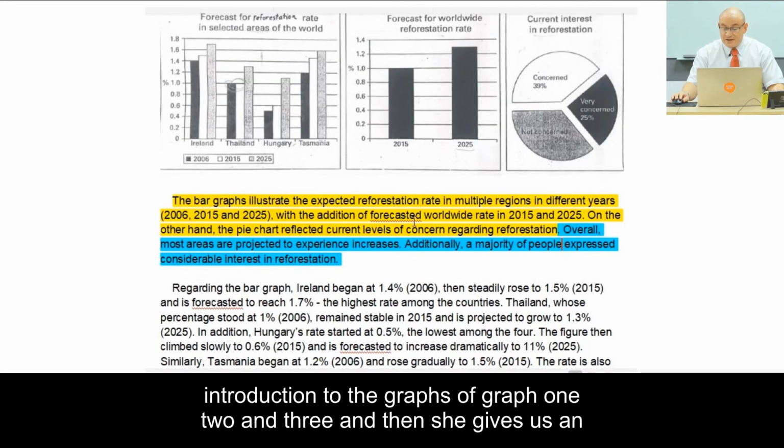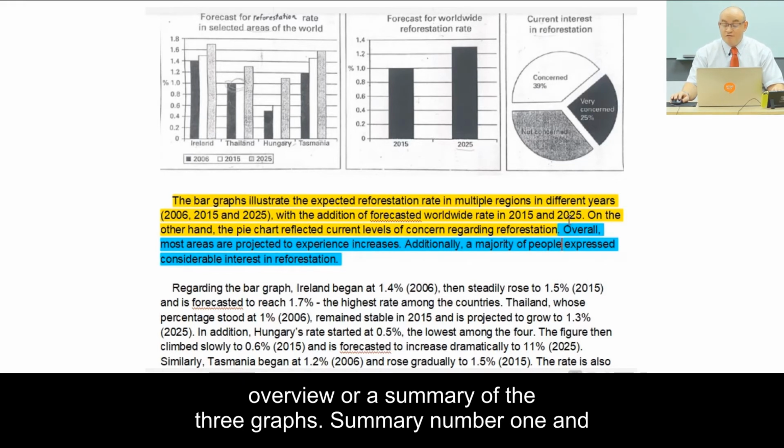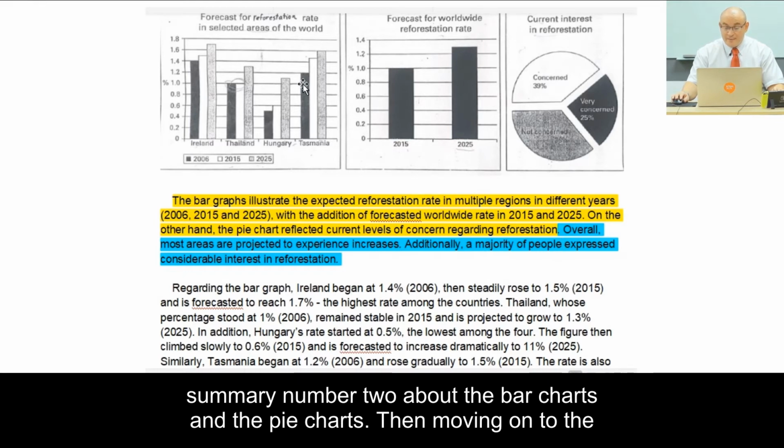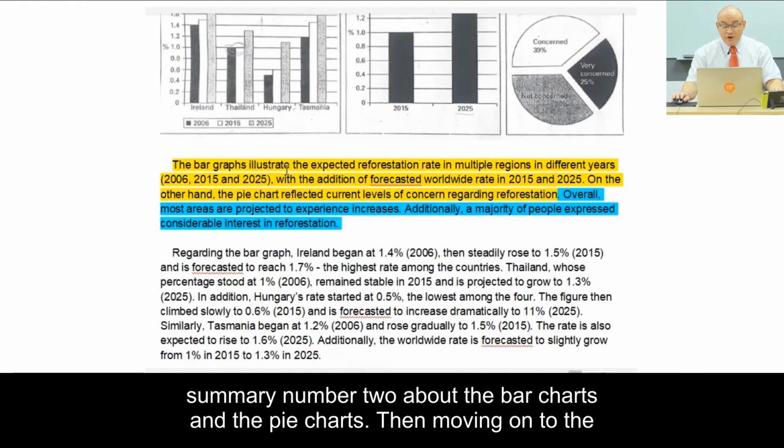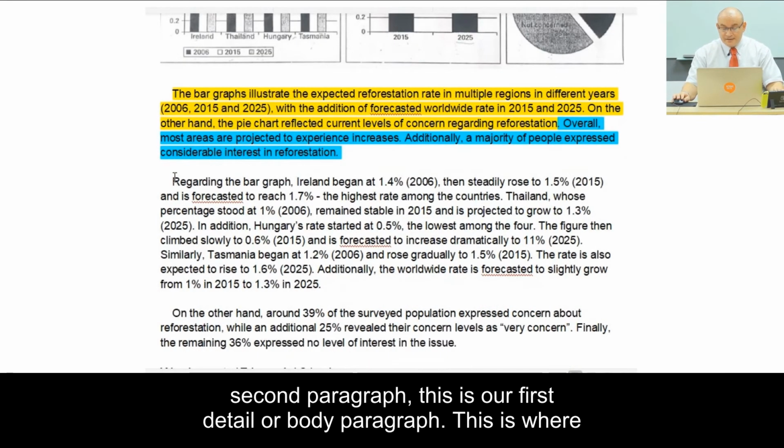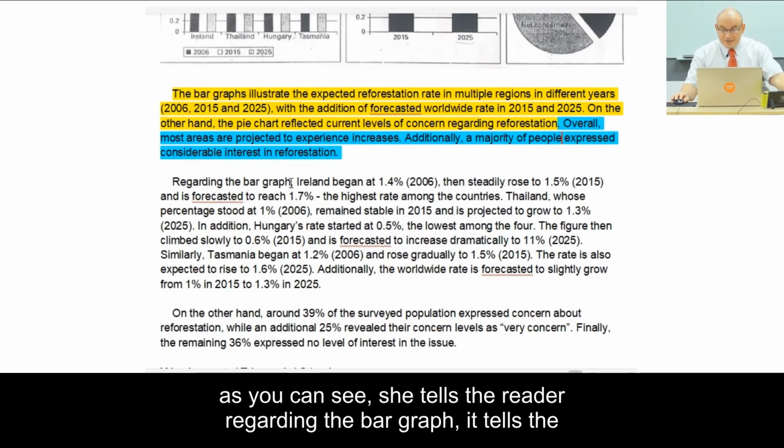So she gives us an introduction to the graphs of graph 1, 2, and 3, and then she gives us an overview or a summary of the three graphs, summary number 1 and summary number 2 about the bar charts and the pie charts. Then, moving on to the second paragraph, this is our first detail or body paragraph. This is where, as you can see, she tells the reader regarding the bar graph.